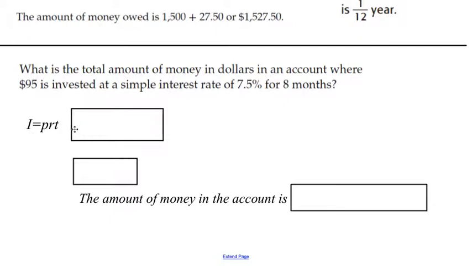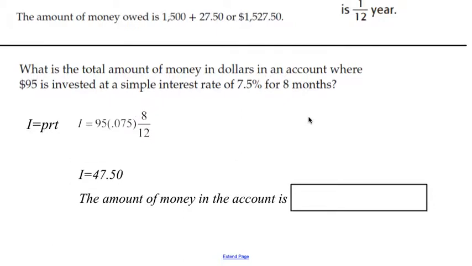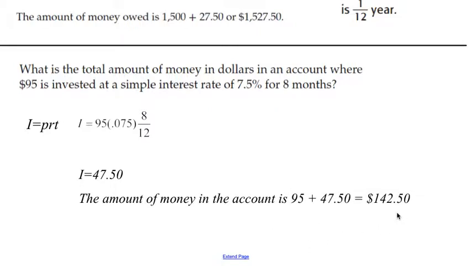Alrighty, here is your formula. Principal amount is $95, your rate is 0.075, and your time is 8/12 of a year. So multiply these two numbers together, multiply that result times 8 and divide it by 12, and you get $47.50 in interest. So we want to know what is the total amount of money in the account. Well, there was 95 to start with, but there's an additional $47.50. So that new amount is $142.50.